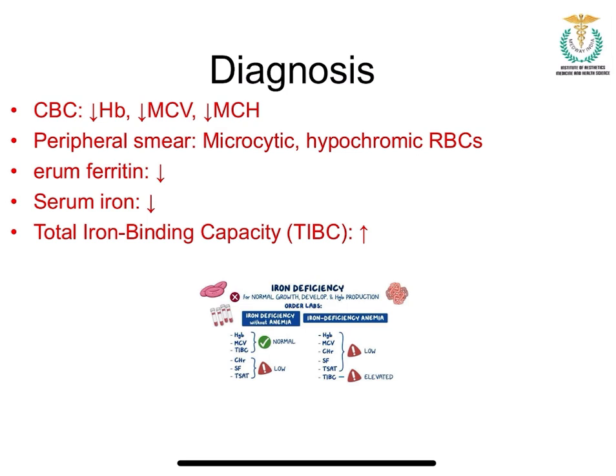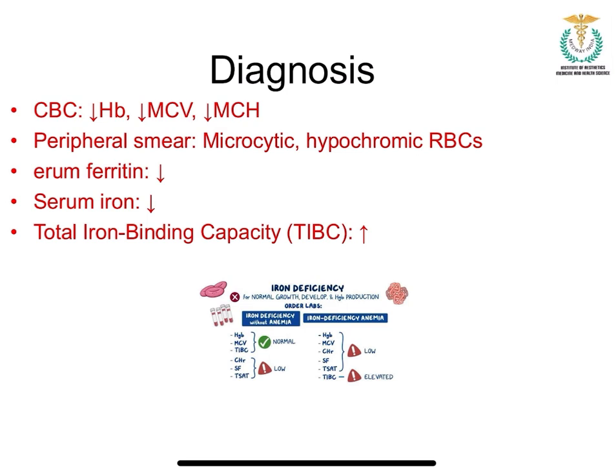MCV, the mean corpuscular volume, is low, and the mean corpuscular hemoglobin is low. So MCH and MCV both are low because you're seeing microcytic, small, and hypochromic anemia. What does your peripheral smear show? It shows microcytic hypochromic RBCs. Serum ferritin levels, which is the iron stores of the body, go down. Serum iron, if you send for it, that is also less.